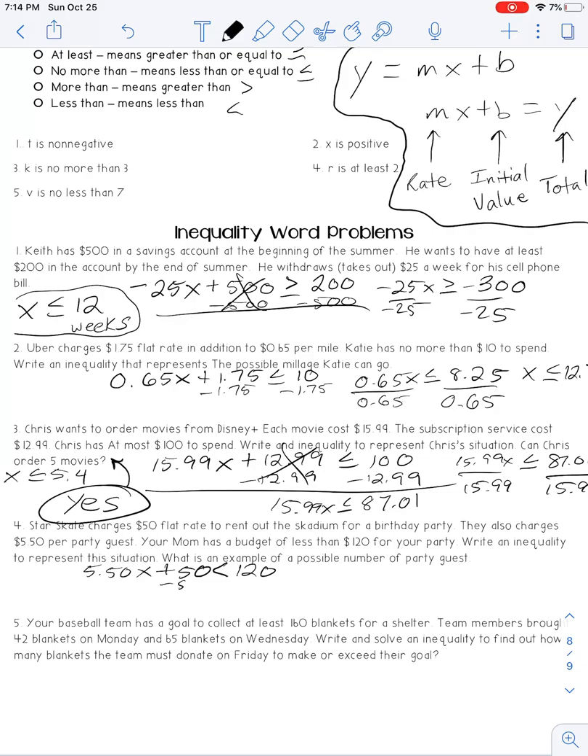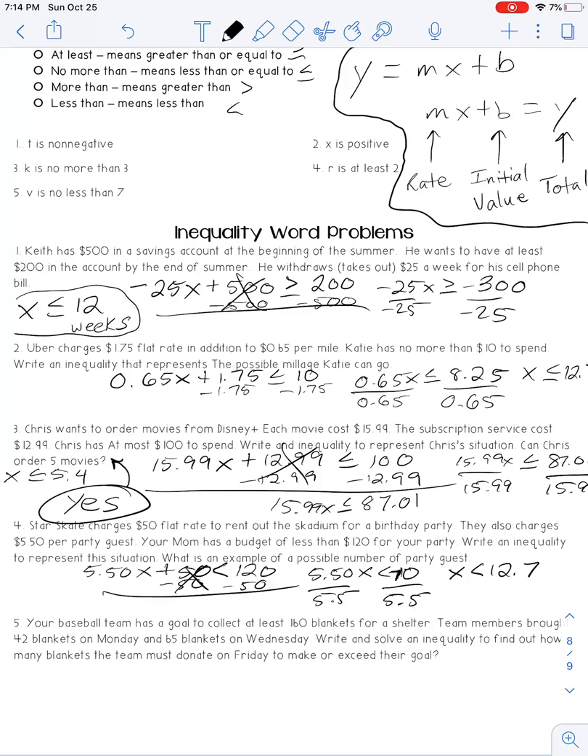All right, so obviously we need to solve it. We're going to subtract 50. We'll get 5.50x is less than 70. And then divide by 5.5. So we have 70 divided by 5.5, which is going to be 12.7. Okay? x is less than 12.7.